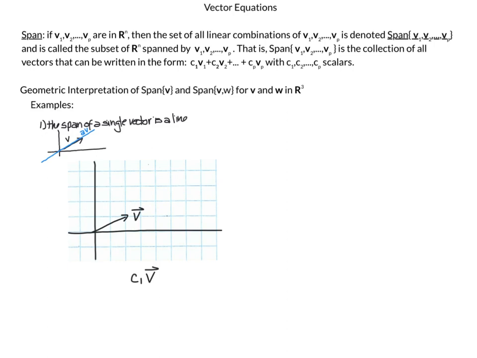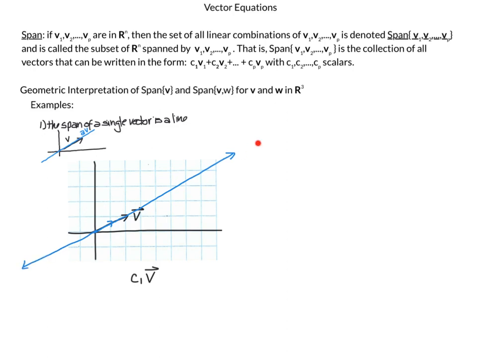So what that means is when we multiply by positive scalars, if it's a fraction, you get a fraction of the vector, like half of the vector. When it's positive and greater than 1, we're going to extend v out positively. When c1 is negative, we're going to extend in the opposite direction.